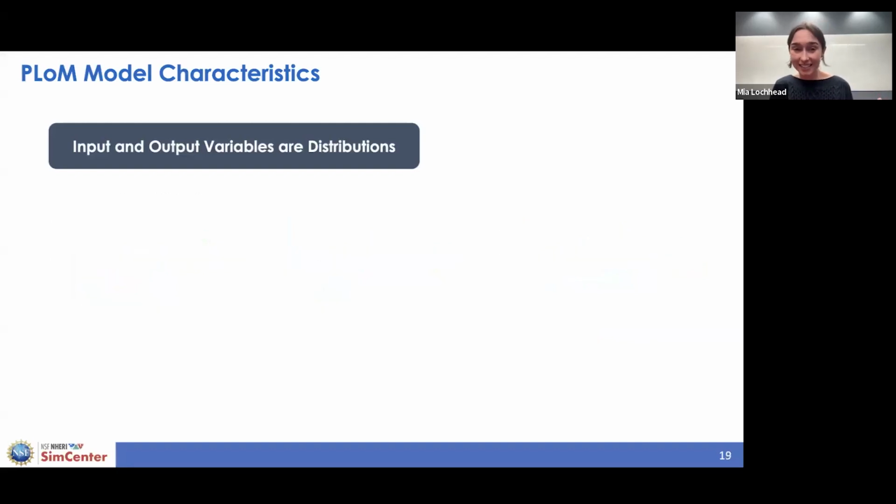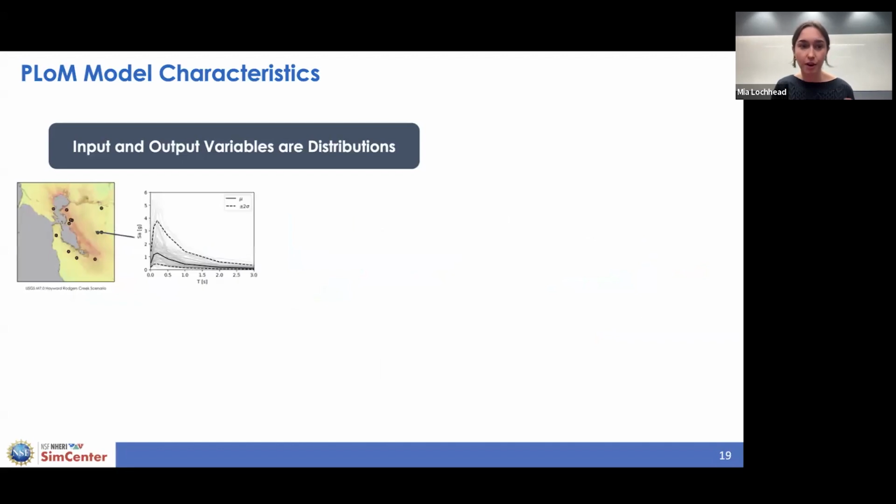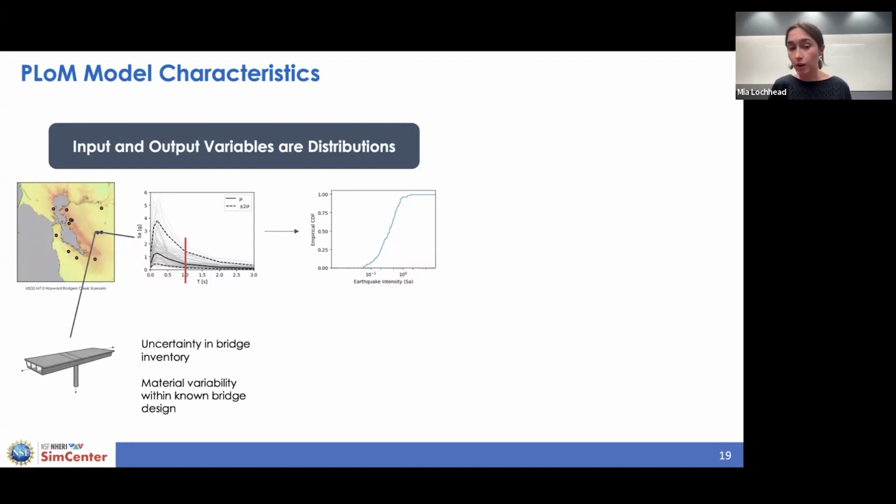This lends itself quite well to regional level analysis. If we are evaluating structures at the regional level, we have ground motions for a given site, and there's variability in those ground motions. So at a given site at SA at 1 second, we're going to have variability in what that looks like at that site. That means that we are going to have a distribution in our input space, which is earthquake intensity. Similarly, we could have uncertainty in our bridge inventory or material variability within a known bridge design, which also means that we have distributions in these bridge input parameters. And so what this means is that PLoM can automatically handle these input variable distributions quite well.